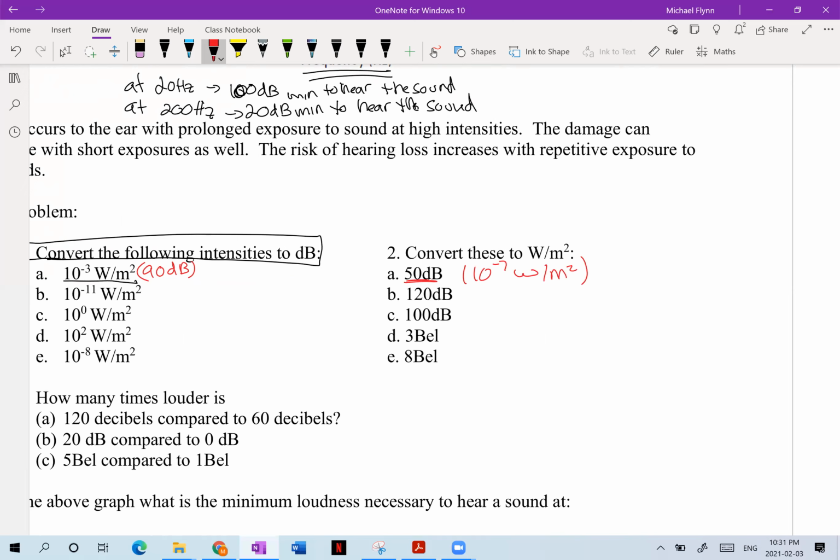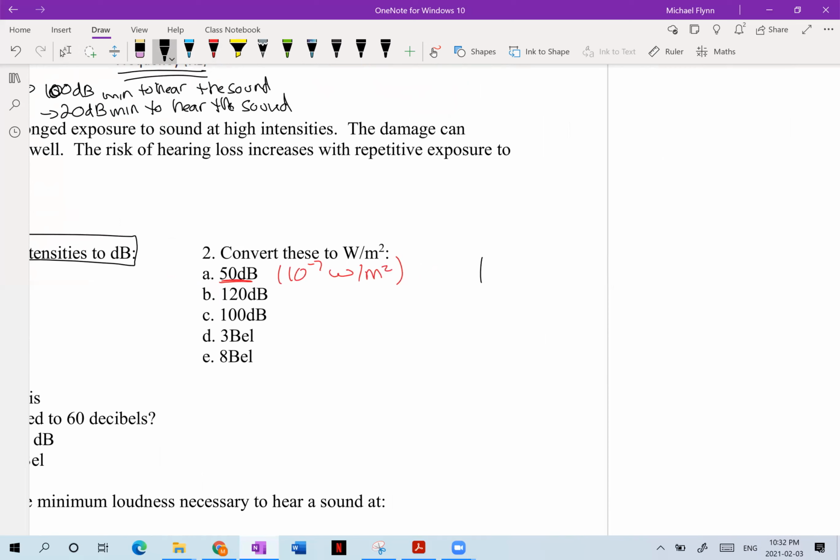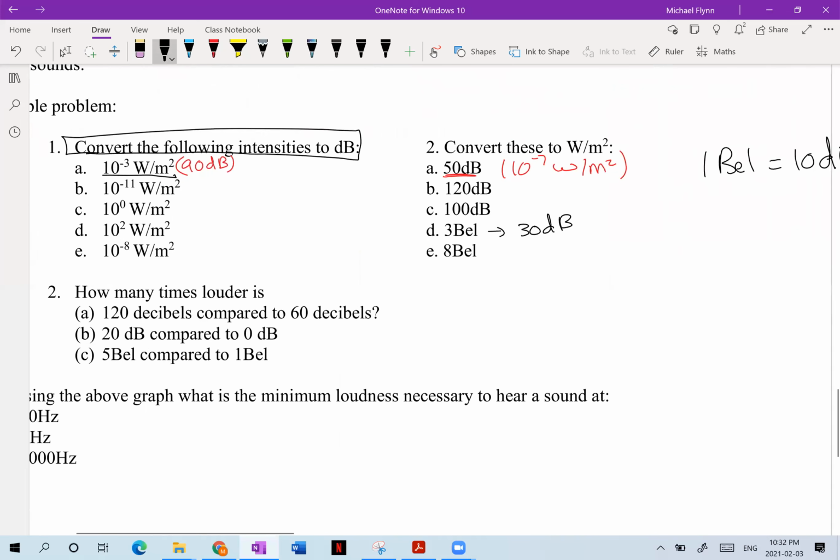Oh, and now 3 bel, by the way, I'm just going to say here, note on the margin, 1 bel, deci means a tenth. So 1 bel is 10 decibels. So if you were doing 3 bel, you would convert that first by multiplying it by 10. That's just 30 decibels. Then go ahead and use your chart. 8 bel would be 80 decibels.